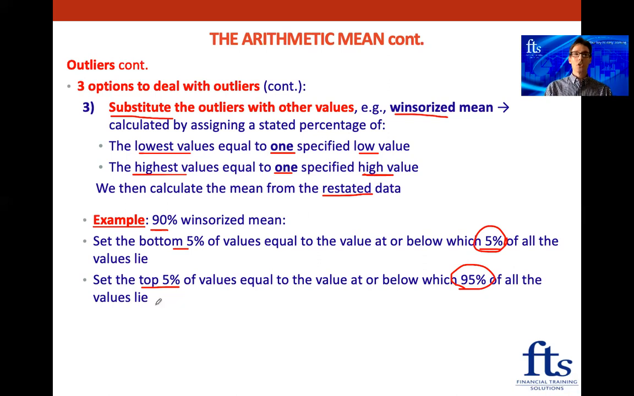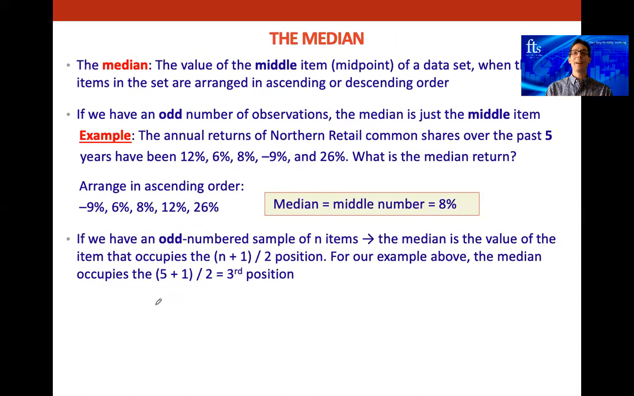Good. So this means we can now move on to the next measure of central tendency, which is the median. We all know what the median is, I think. This is the value of the middle item, or the midpoint of our data set, when the items are in either ascending or descending order. If we've got an odd number of observations, then the median is just the middle number.